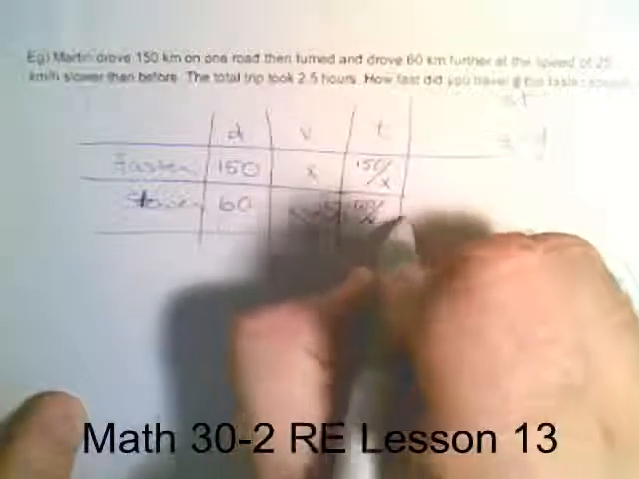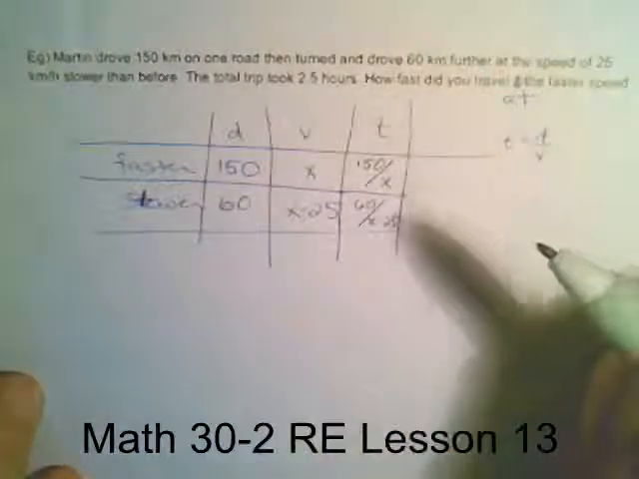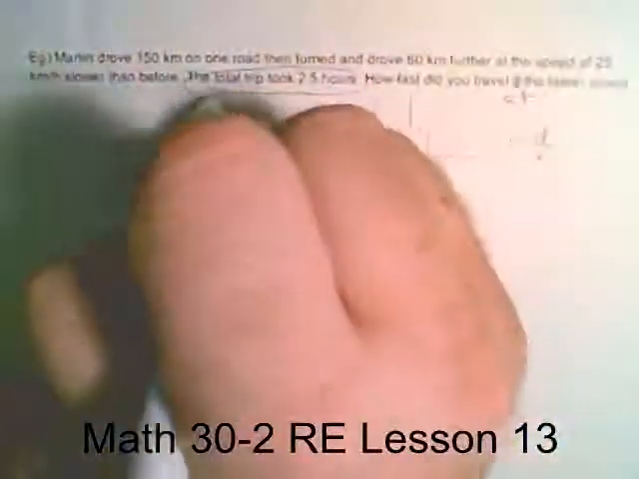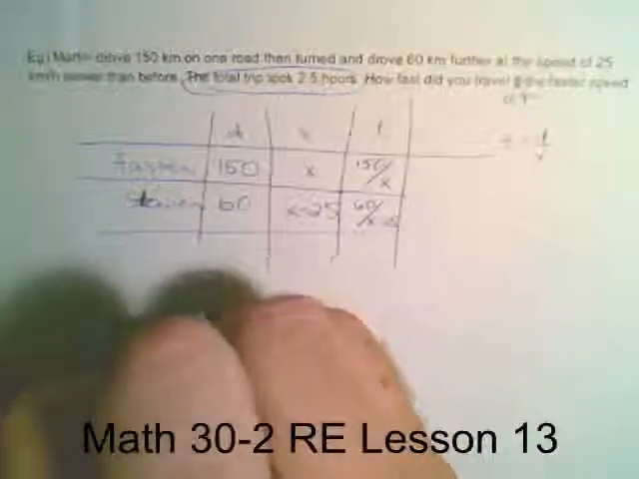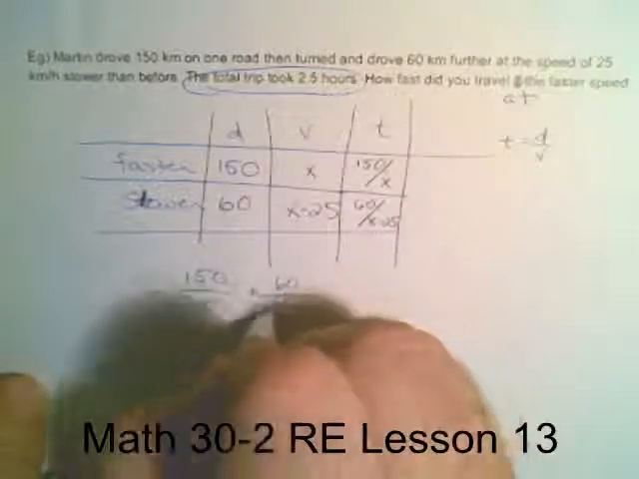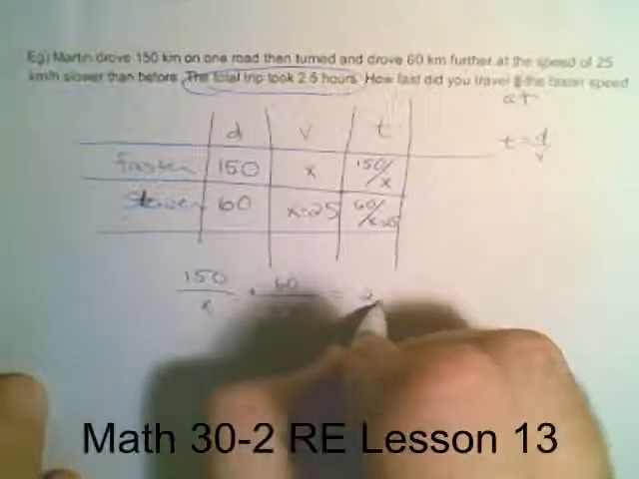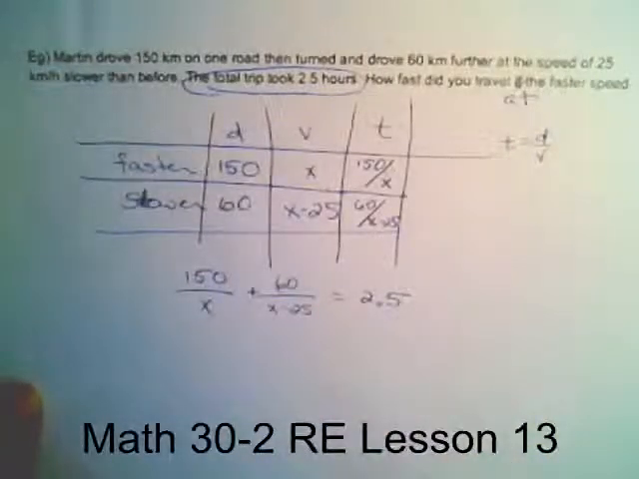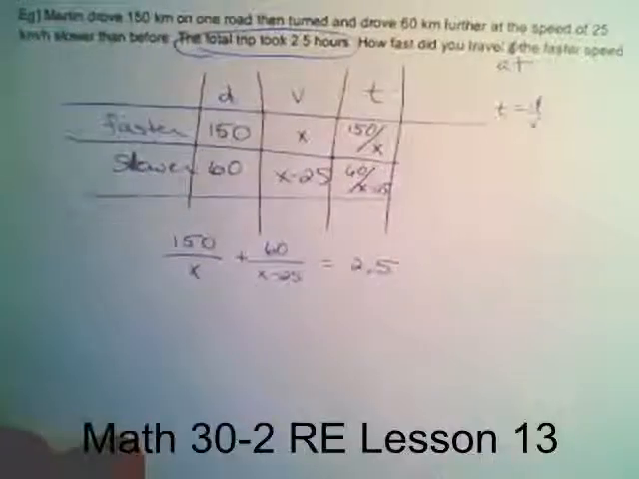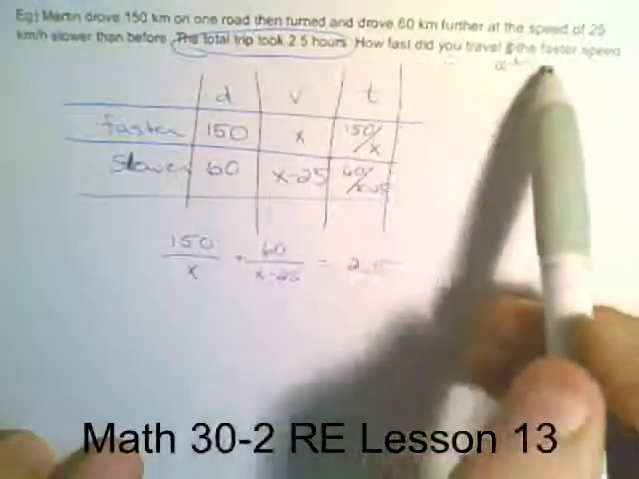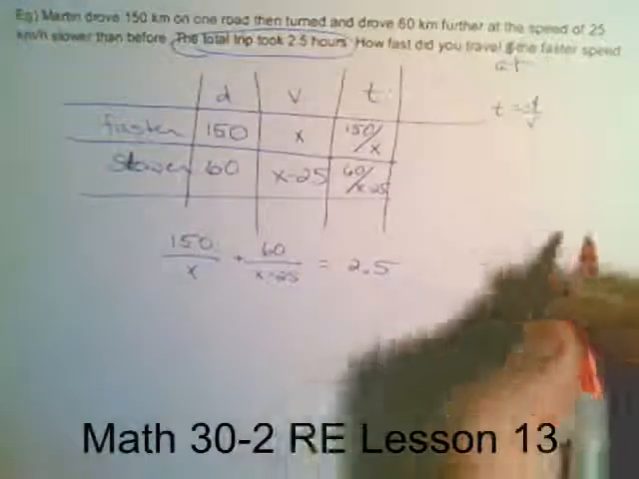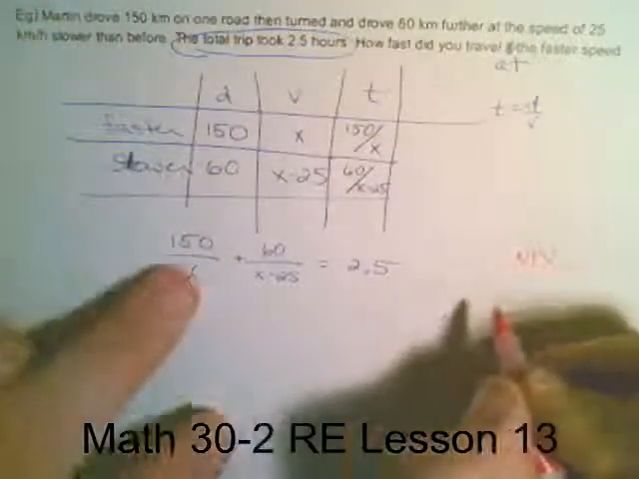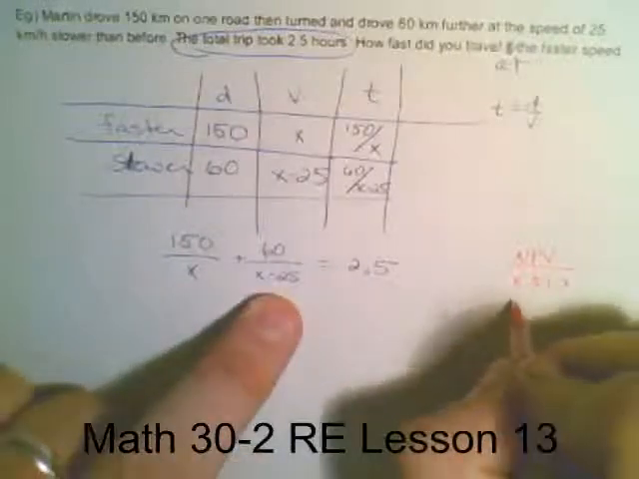To do that, I'm going to look at the equations. I know time is distance over speed. So I know it's 150, that distance, over x, and it's going to be 60 over x minus 25. Total trip was 2.5 hours. That's where I'm going to find my equation. If I know the two times, the total is the addition. So 150 over x plus 60 over x minus 25 equals the 2.5 hours. And there we go. That's my equation. I'm going to solve that and find x, which is just in this case going to be the speed at the faster speed.